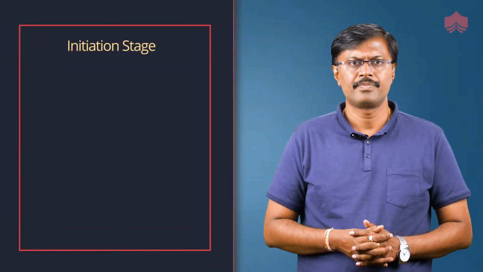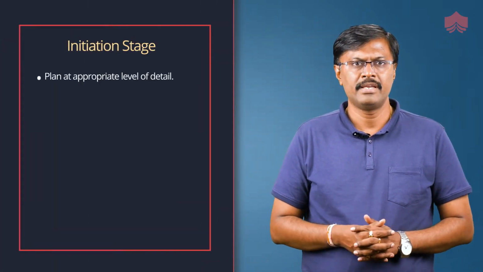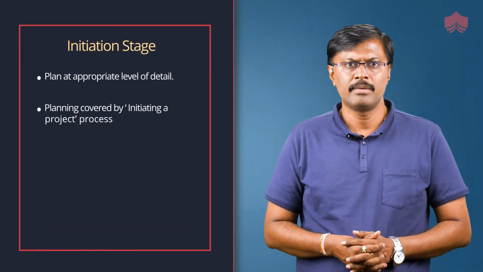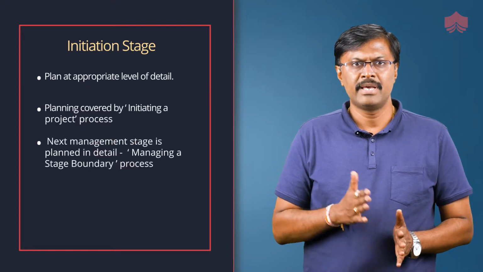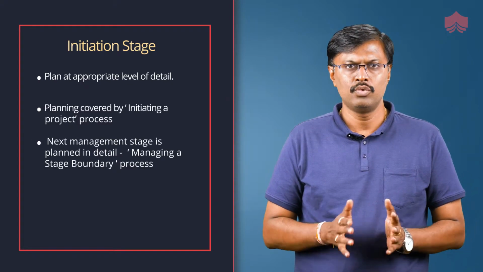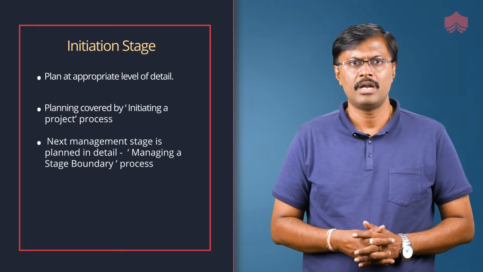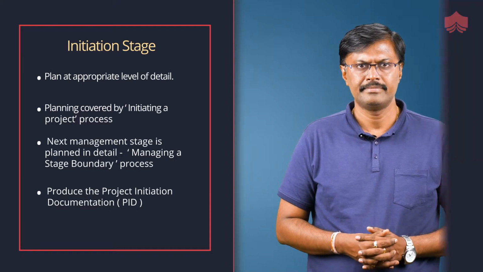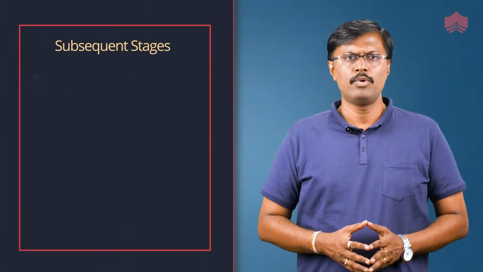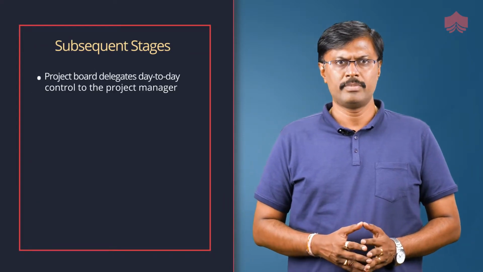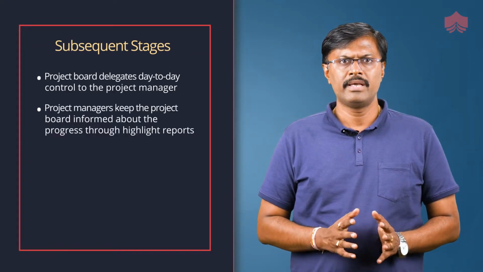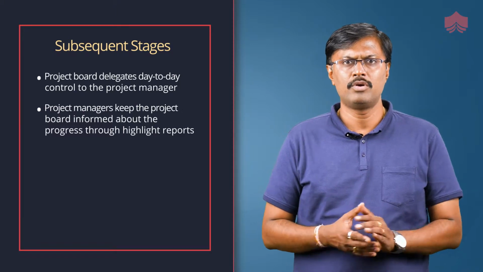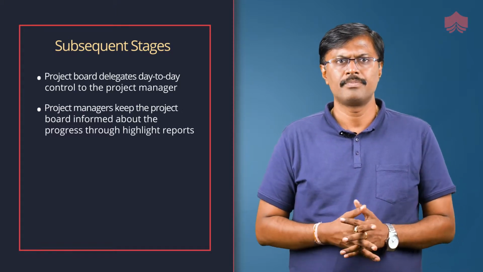Initiation stage. During the initiation stage, plan at the appropriate level of detail, planning covered by the initiating a project process. The next management stage is planned in detail through the managing a stage boundary process, and produce the project initiation documentation or PID. During the subsequent stages of the project life cycle, the project board delegates day-to-day control to the project manager. The project manager keeps the project board informed about the progress through highlight reports.